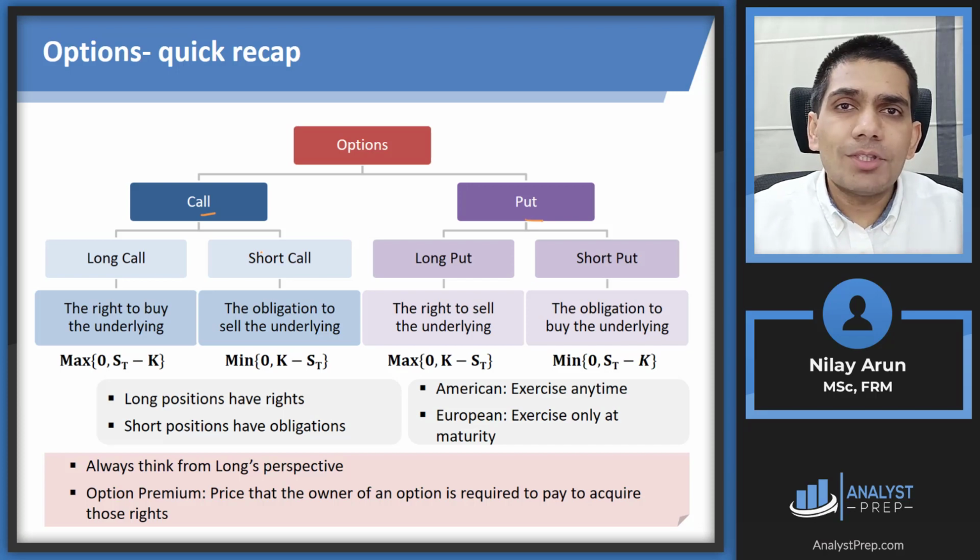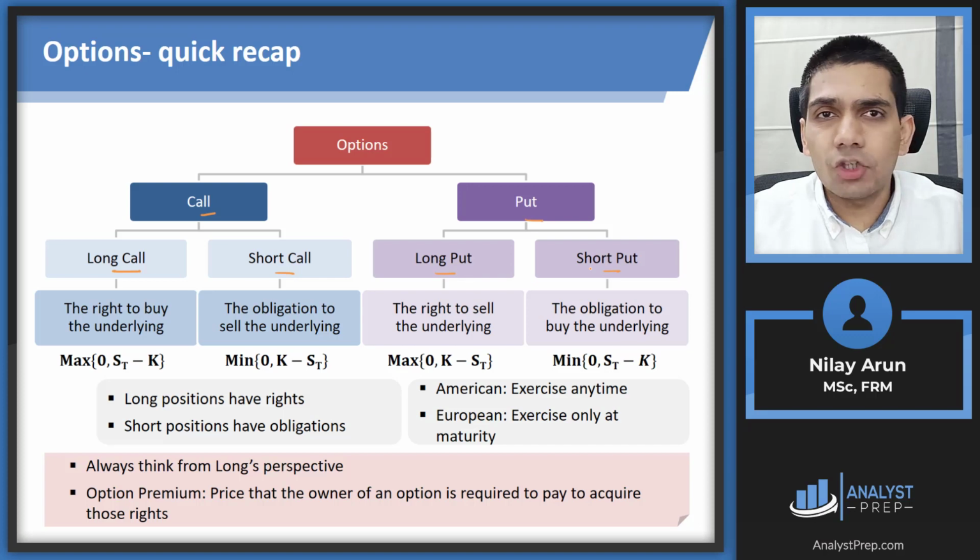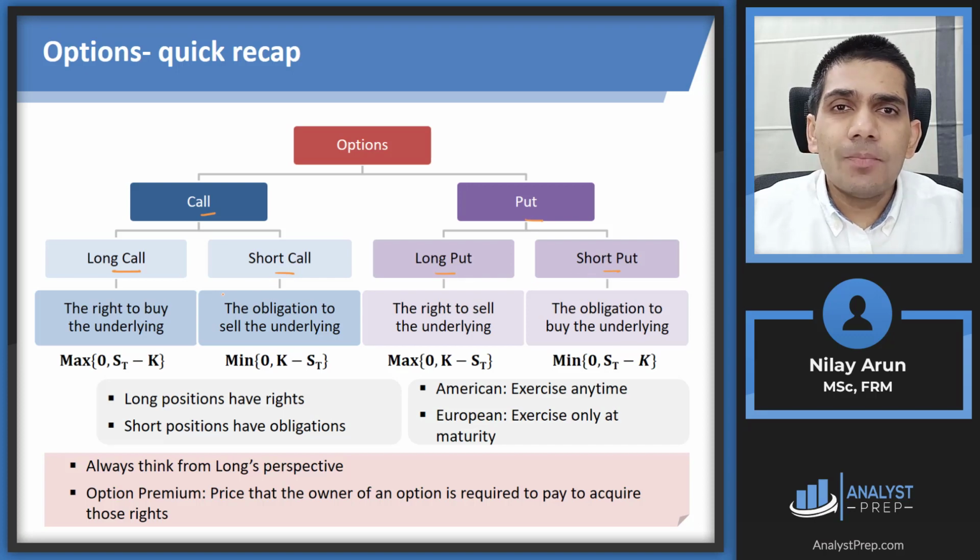Remember, we always think from the long's perspective, and then for the short, we simply reverse that. We simply multiply by -1. So the 4 option payoffs that we have are long call, short call, long put, and short put. Long call is the right to buy the underlying. So if you feel that the price of the underlying might go up in the future, then to hedge that risk, you would go in for a long call position.